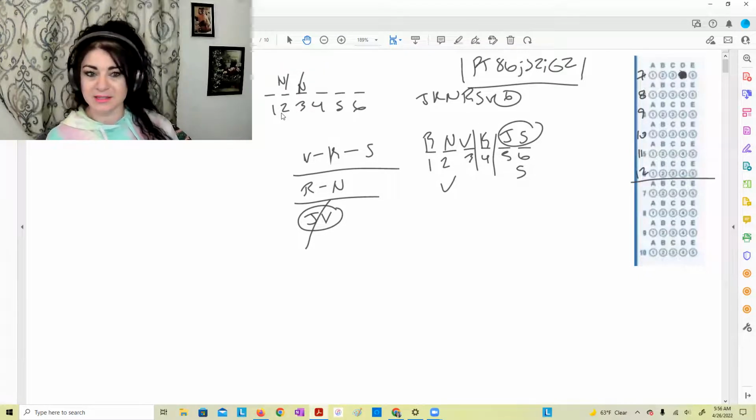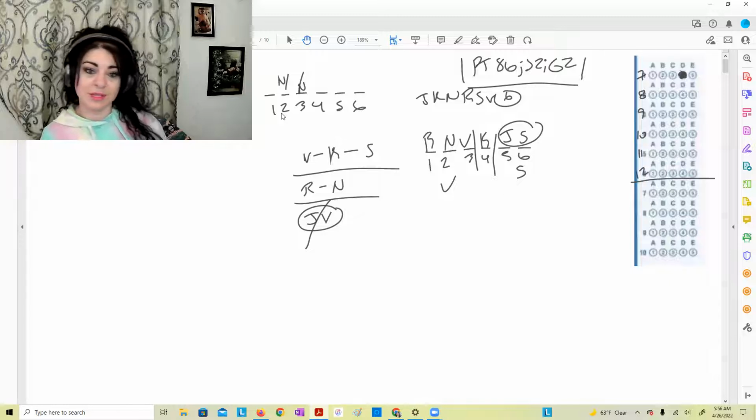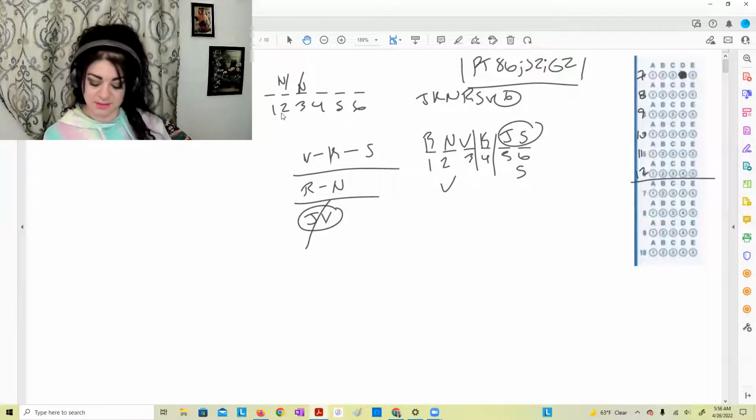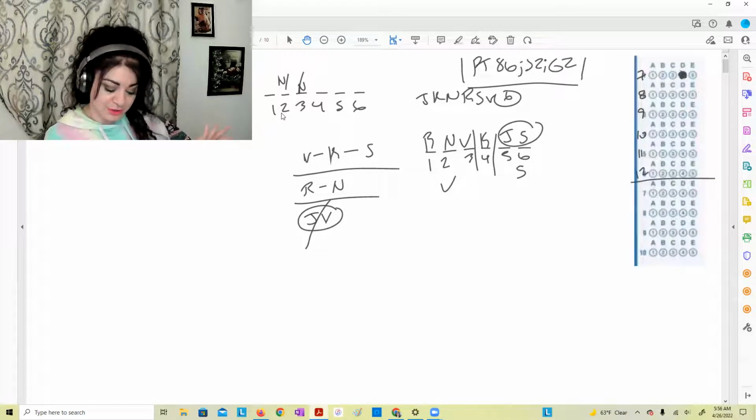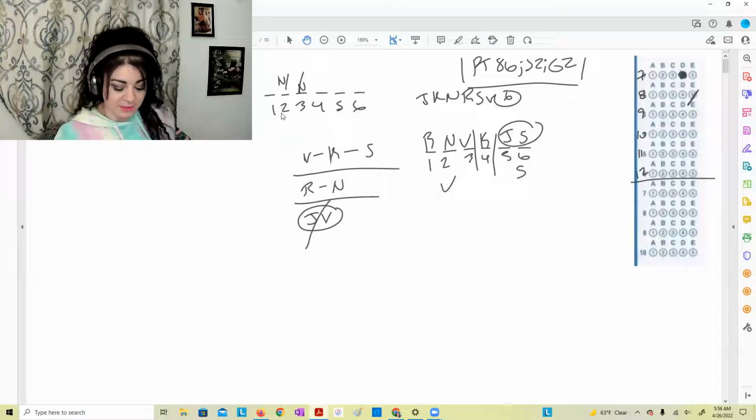So number 8 asks us about where J can't be. I'm looking at my previous work and I know J can be on 5 or 6. See? So oftentimes you can use your previous work to get rid of something right there. But where can J not be?